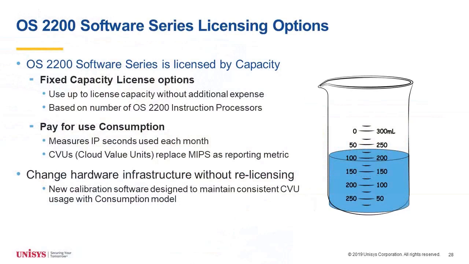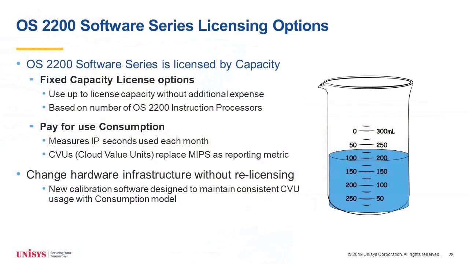With software series, we have a fixed capacity license, again, based on the number of OS 2200 instruction processors that will be licensed. It's more of a traditional model following the Dorado 4480s, for example. We also have a pay-for-use model, which is called consumption. And like the Dorado family, it measures IP seconds every month, gathers that information and reports it back to be decremented from a standard contract where you've already predetermined your overall processing needs.